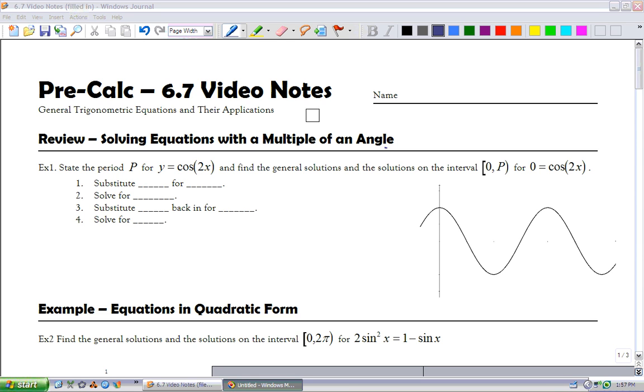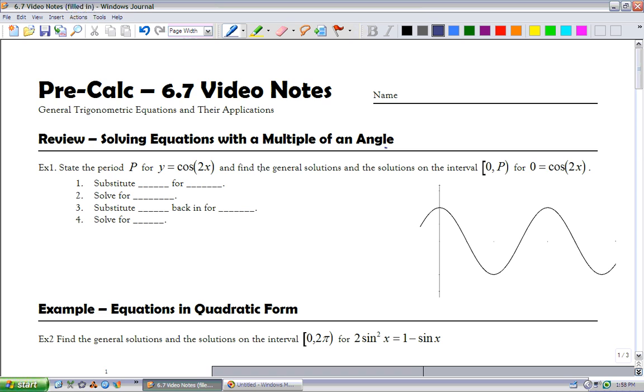Okay, we're going to start off section 6-7 here with a review of solving for multiple angle problems. Multiple angle is when the x has a coefficient in front here. And really, the procedure that we want to go through here is if we're asked to solve for 0 equals cosine of 2x, all right? We can think of this a number of ways.